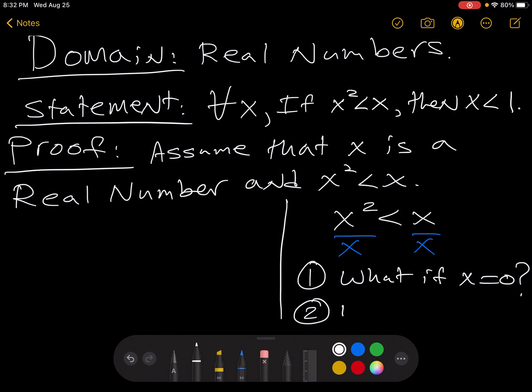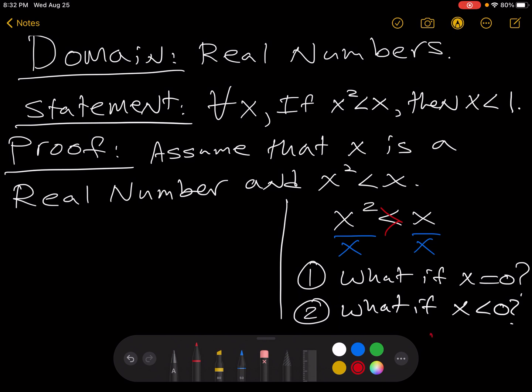Another problem is, what if x is negative? Remember, if x is negative, then we have to flip the order of the sign. When you multiply or divide by a negative with an inequality, you have to flip the sign. So that's a problem. So our strategy in this proof is we're going to show that it's impossible for x to be 0 and it's impossible for x to be negative.